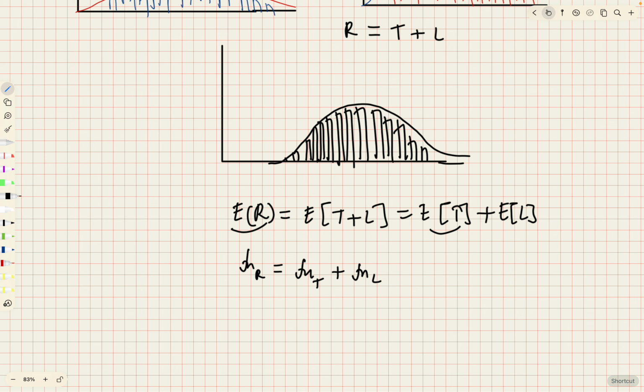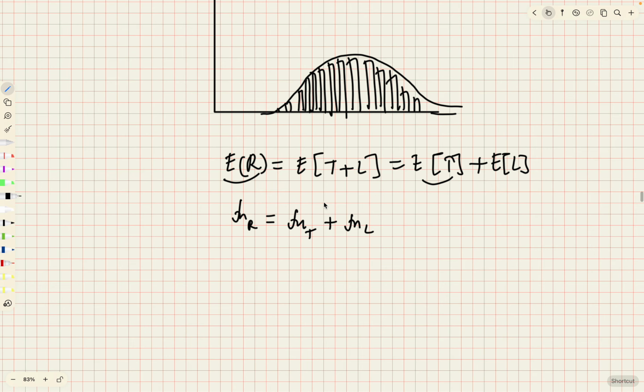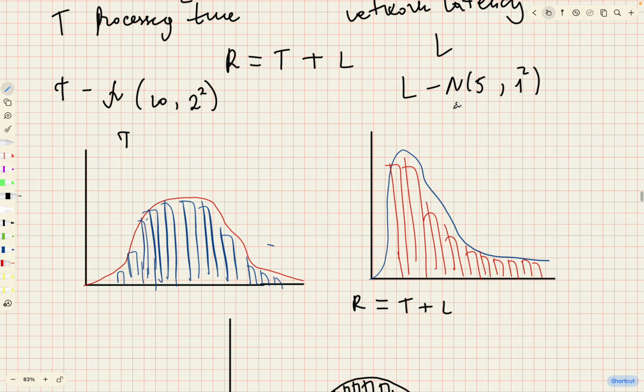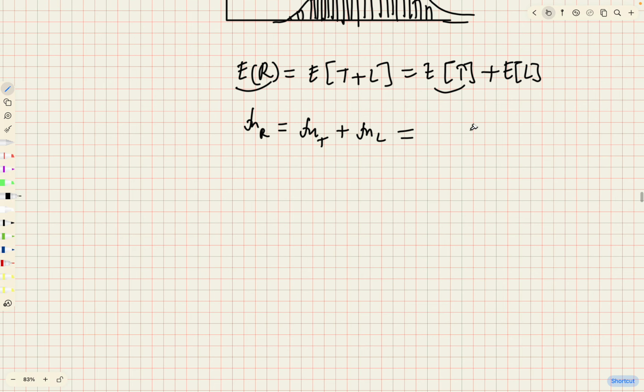So when we are trying to sum two distributions, we can find the expected value, or the mean, of the new distribution by simply summing the expected values of the two distributions. And what was the expected value here? It will be 10 plus 5, which is 15.